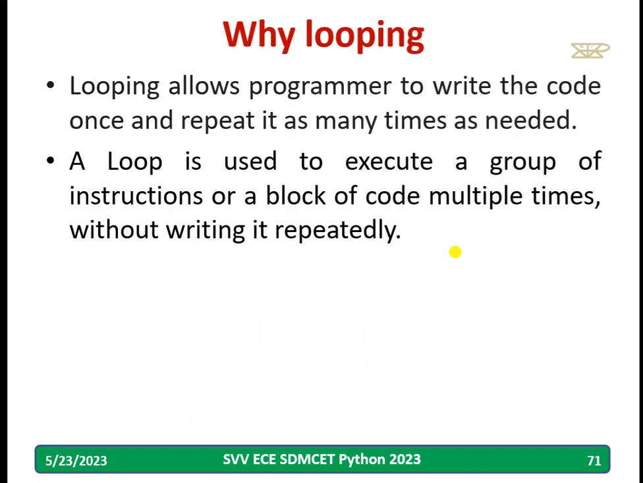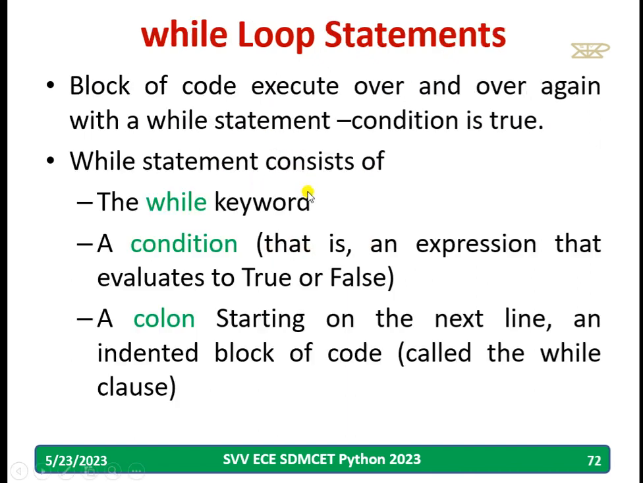Why do we need looping? Looping will allow a programmer to write the code once and repeat it many times. A loop is used to execute a group of instructions, or a block of code, multiple times without writing it repeatedly. When you see examples, you will understand better.